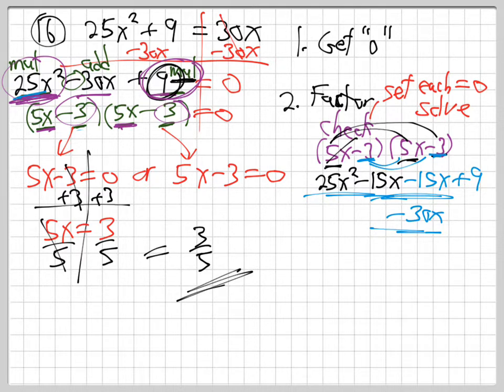All right, so number 17. 40x minus 39 equals 40 over x. All right.